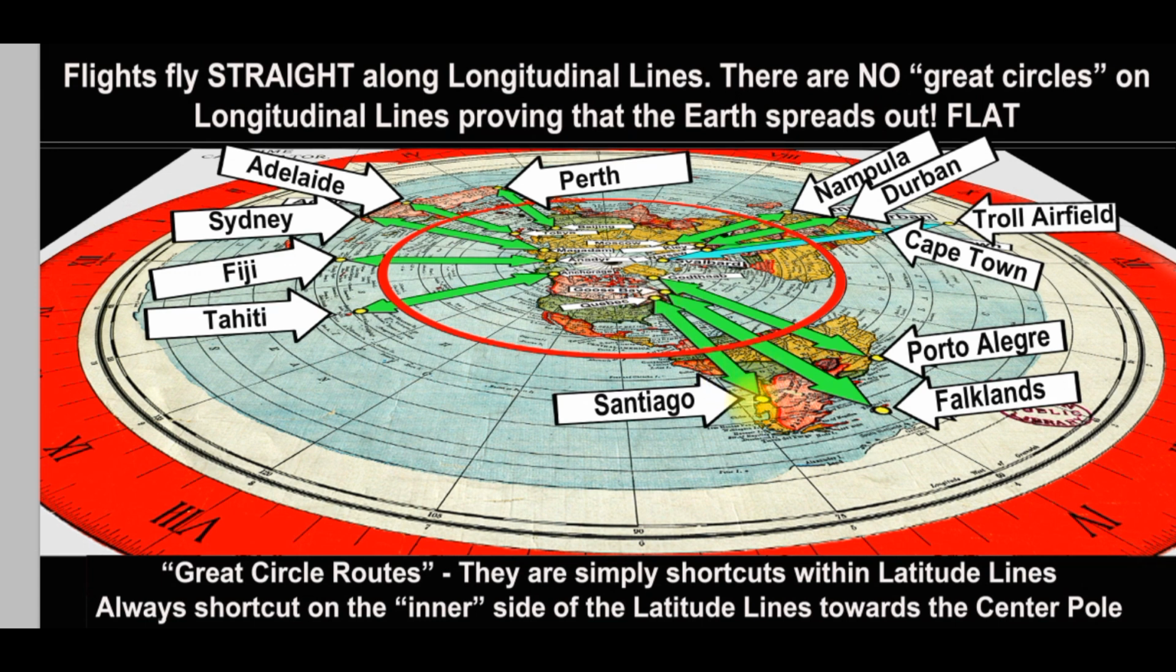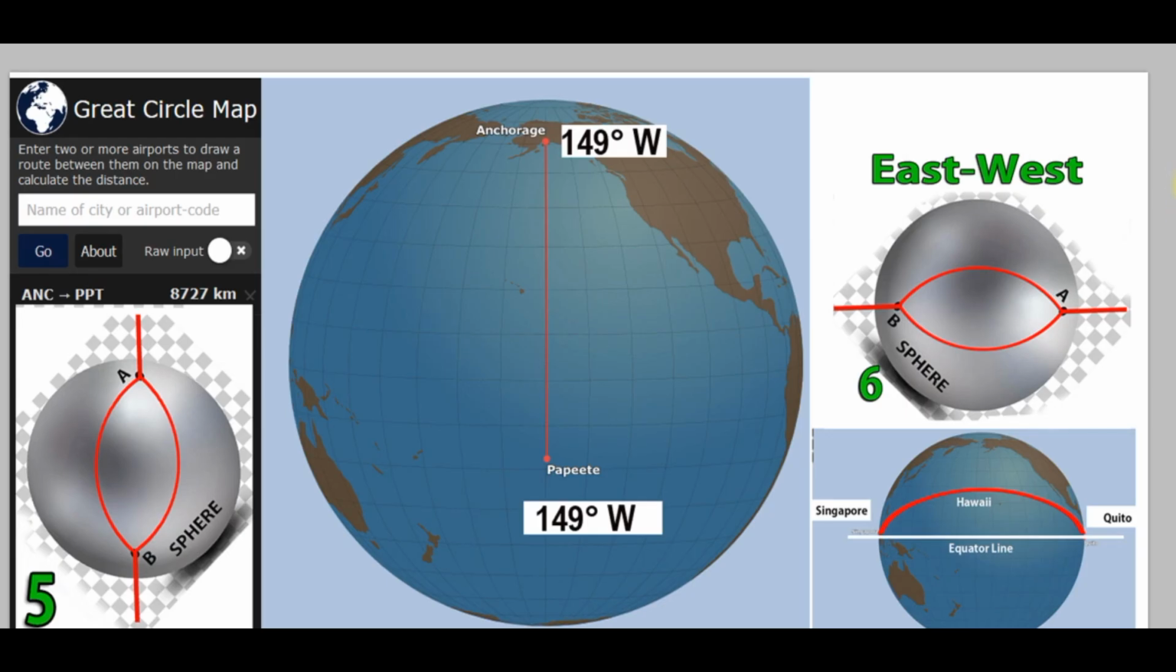Okay, remember we're going through the face of the flat earth as a clock. We started right here, Adelaide. We moved to Perth, Nampula, Durban, Troy Airfield, Cape Town, Porto Alegre, Falklands. We're now in Santiago. I got 3 more to go. So let's go to flight number 10. Flight number 10.